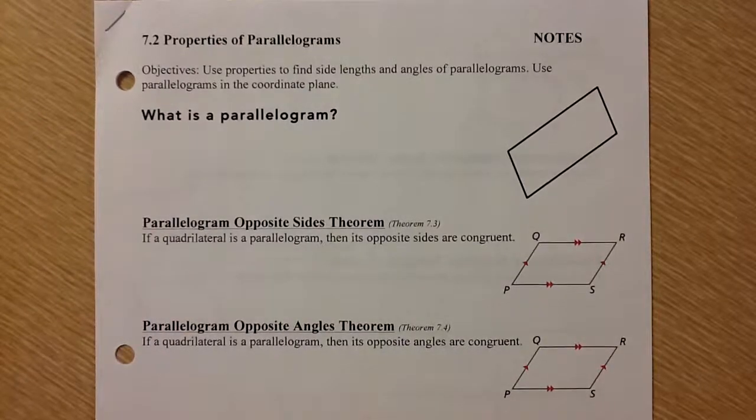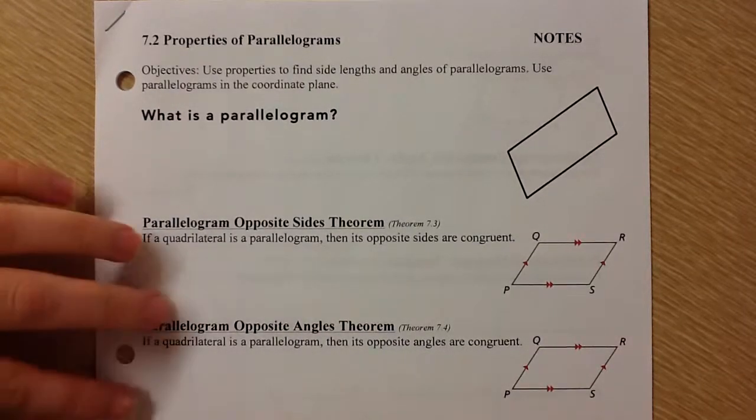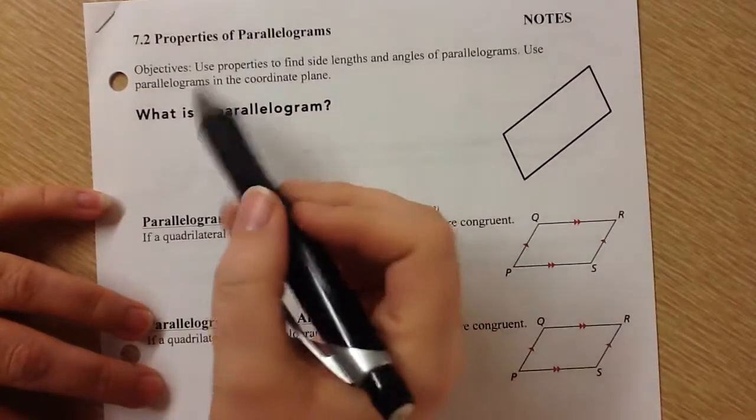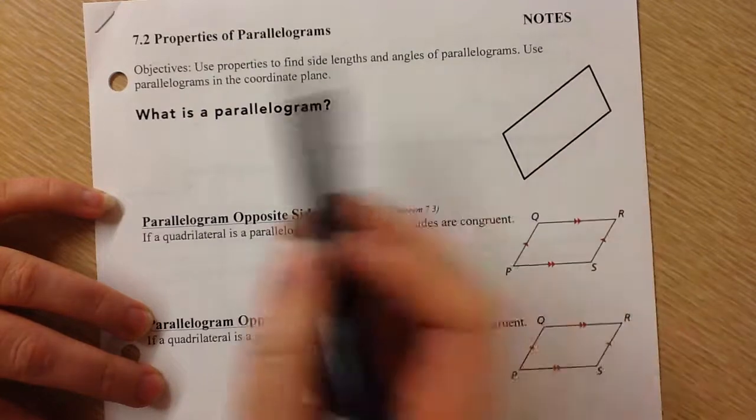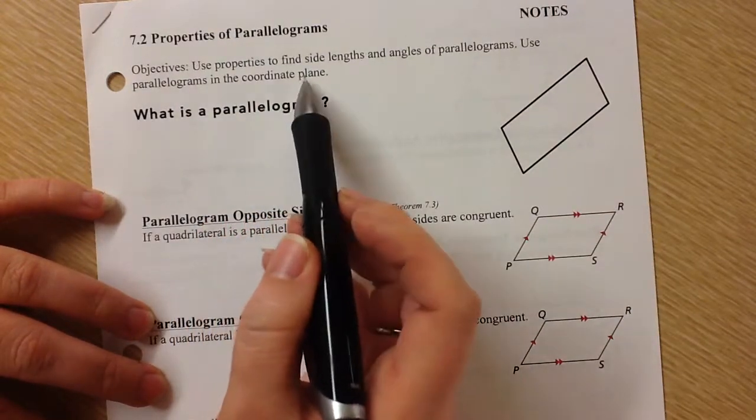Okay, section 7.2, properties of parallelograms. Our objectives for this lesson are to use properties to find side lengths and angles of parallelograms, and to use parallelograms in the coordinate plane.